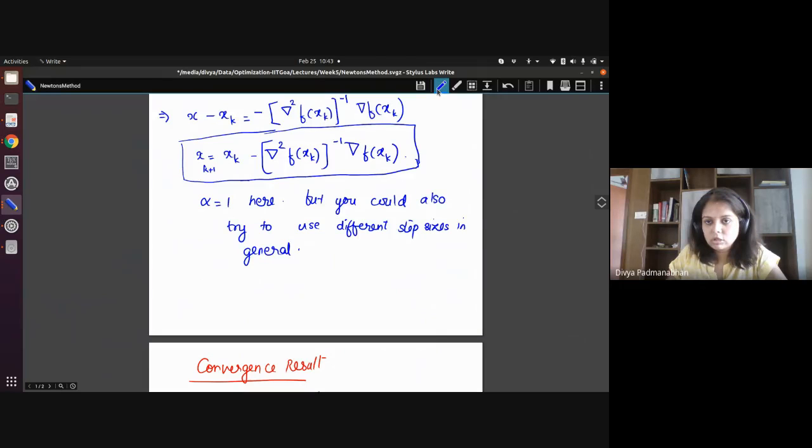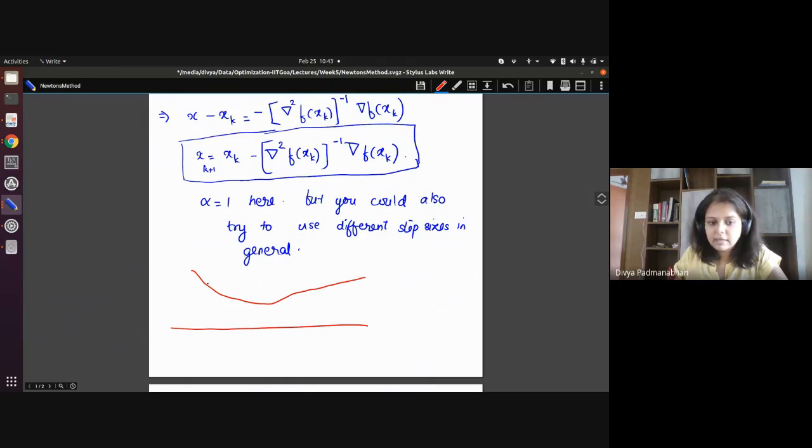Let's take this function over here, something like this. This is a function that you're trying to minimize. And at this point, maybe you're somewhere here. So this is xk. At this point, you're trying to see where you want to go next.